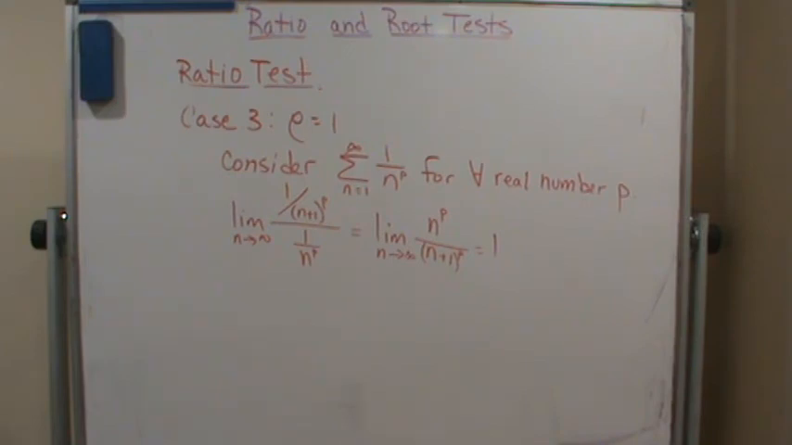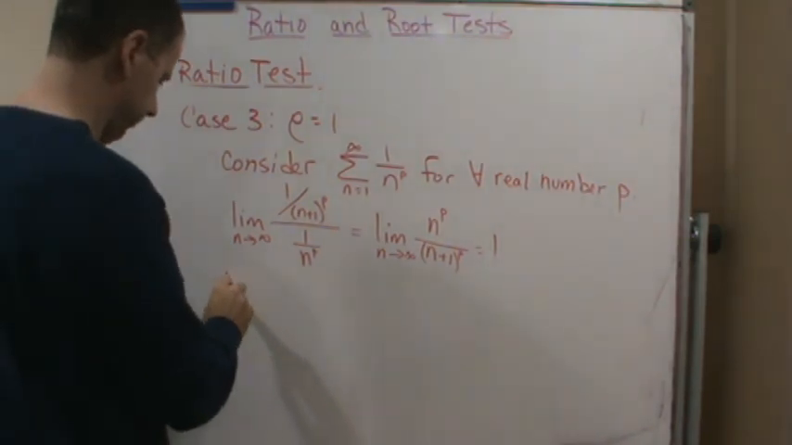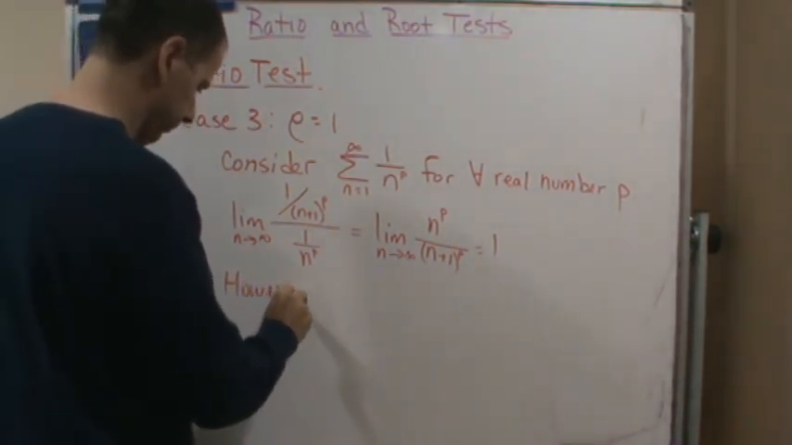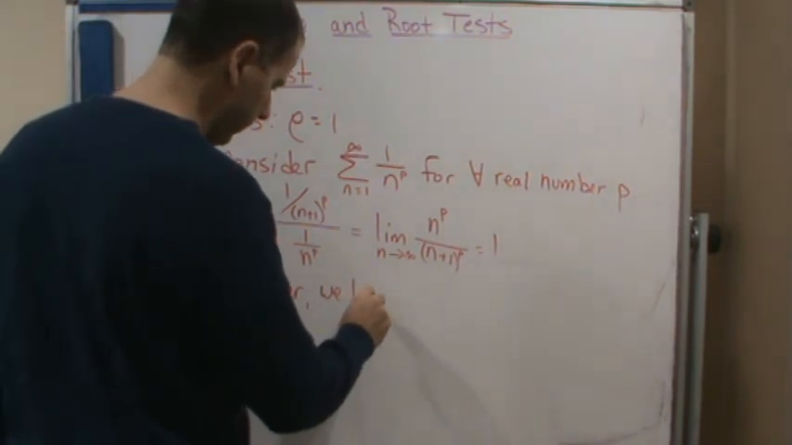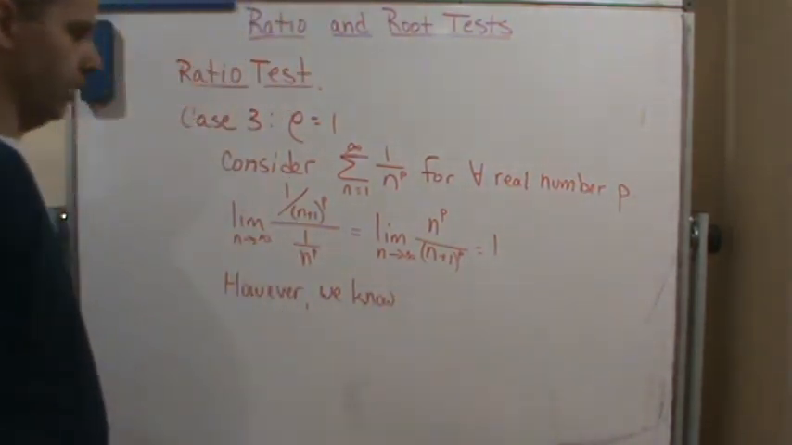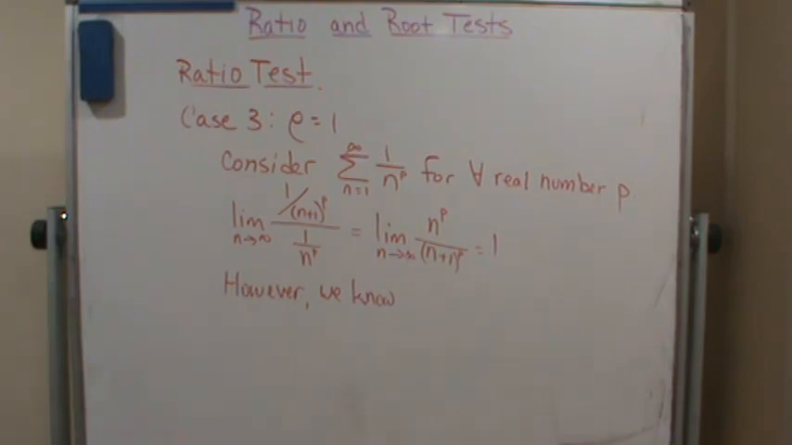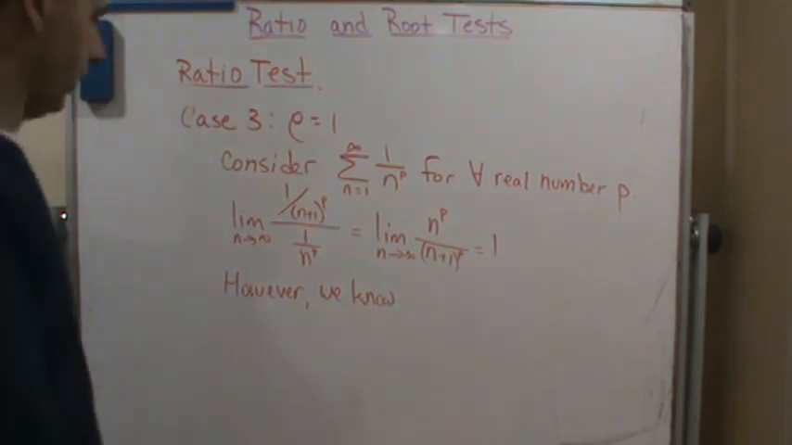Now, however, we know that a p-series diverges if p is less than or equal to 1, whereas the p-series converges if p is greater than 1.